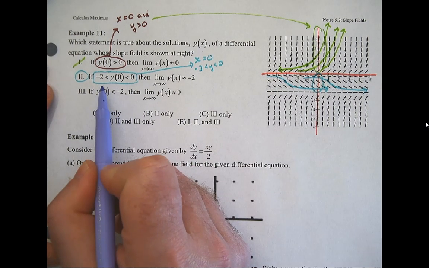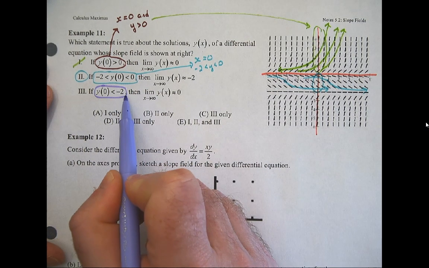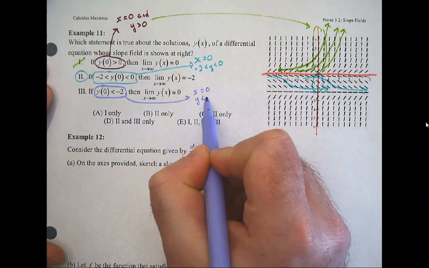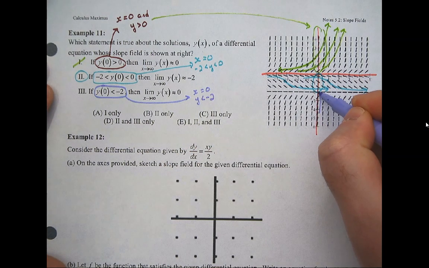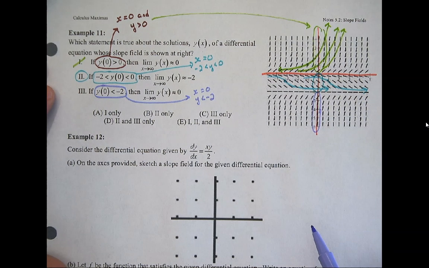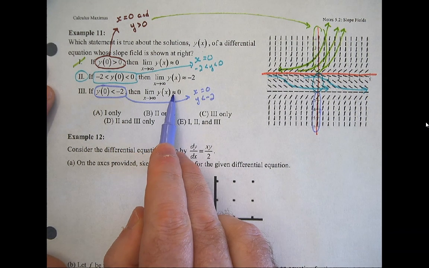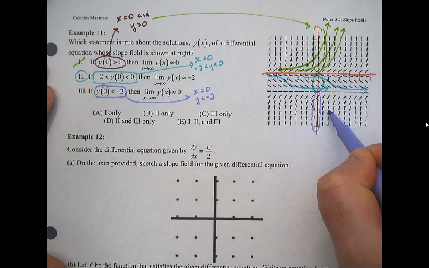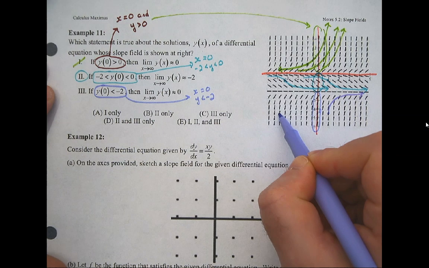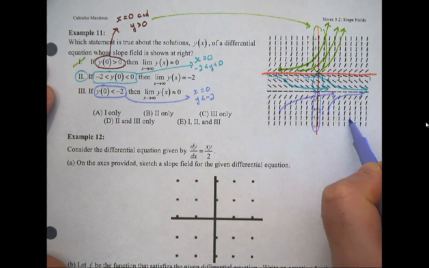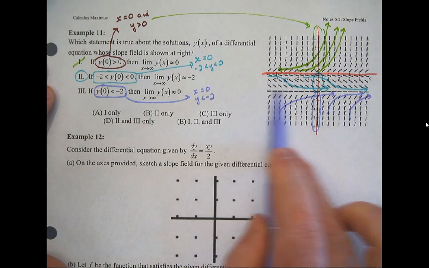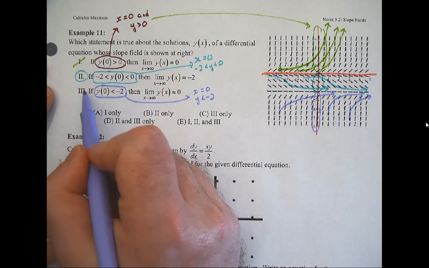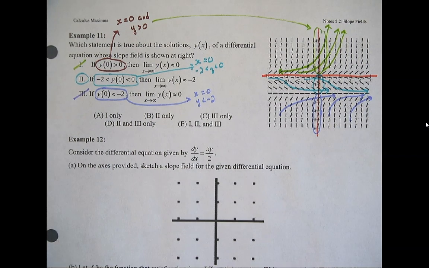Okay, so now this is saying x is equal to 0 and y is less than negative 2. So that's all of these. The limit as x approaches infinity. Let's see. So let's drop in here. Let's drop in here. Let's drop in here. No. Look at where do they level off? They level off again there at negative 2.